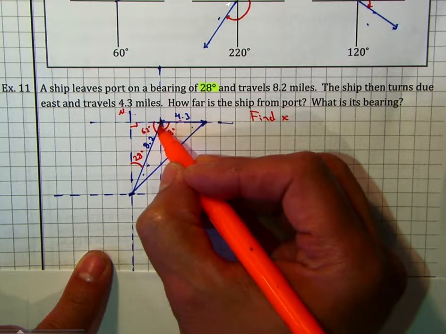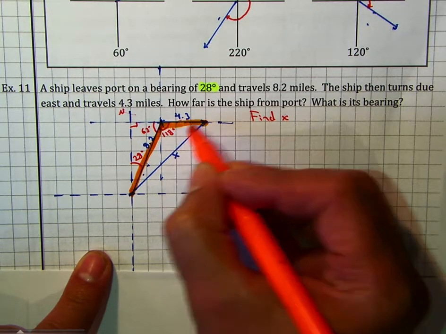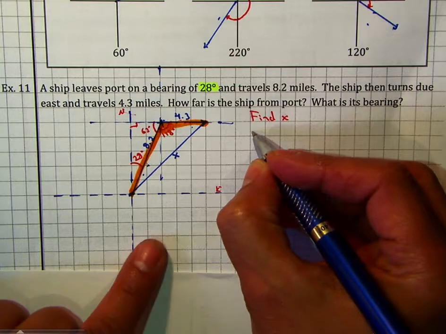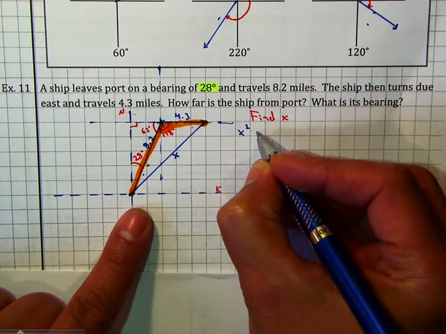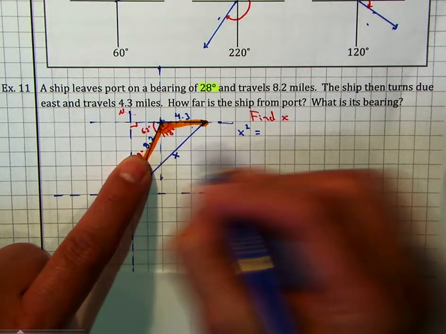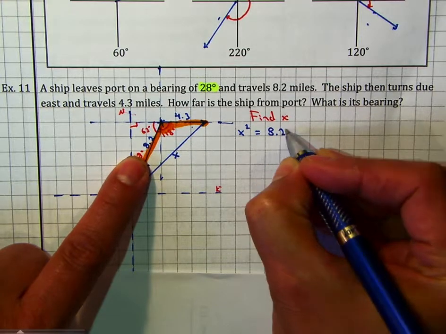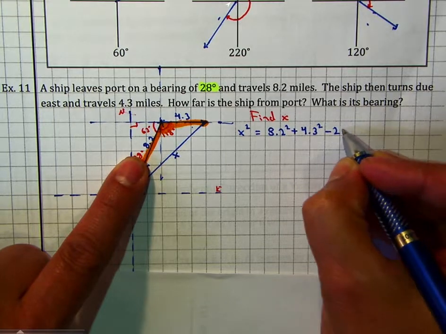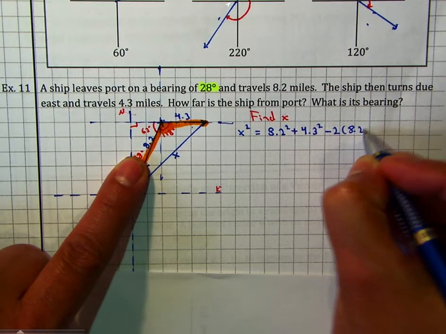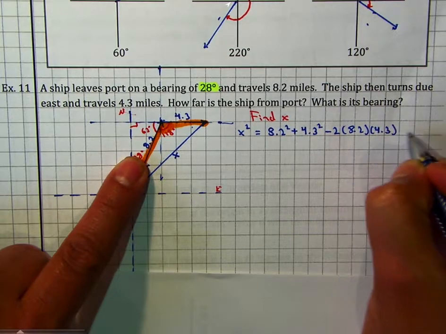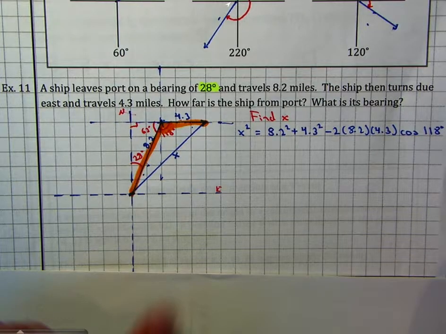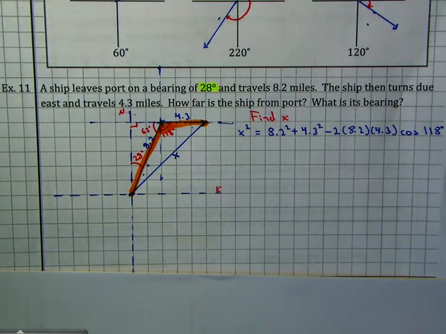But I know that I have two sides and the angle in between, so therefore I can use the law of cosines. The law of cosines will be x squared is equal to one side squared plus the other side squared minus 2 times those two sides, 8.2 and 4.3, and the cosine of the angle in between, which is 118 degrees. From there, I can just type it into the calculator.